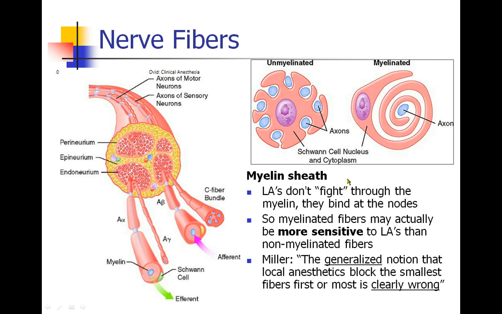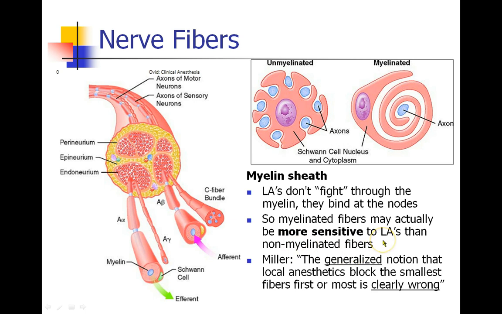Myelin is considered to be like the insulating substance that surrounds a nerve. Classically, people thought that the local anesthetic had to sort of fight its way through the myelin. And that was why we thought that maybe myelinated axons, which were surrounded by layers and layers of myelin, were harder to block than unmyelinated fibers, which actually are also surrounded by myelin, but as you can see, much less wrapped up. It turns out that this isn't really how local anesthetics work. They don't fight their way through the myelin, but they find these nodes, they find these gaps between the myelin, and that's where they act.